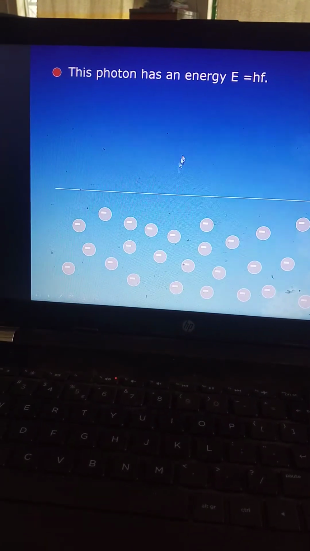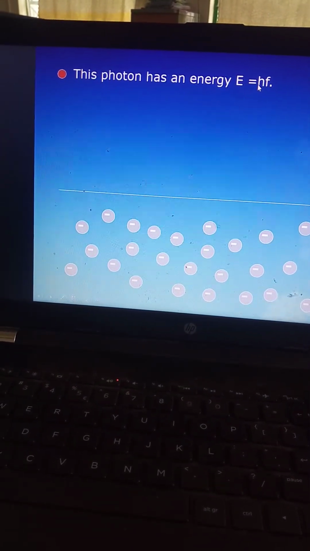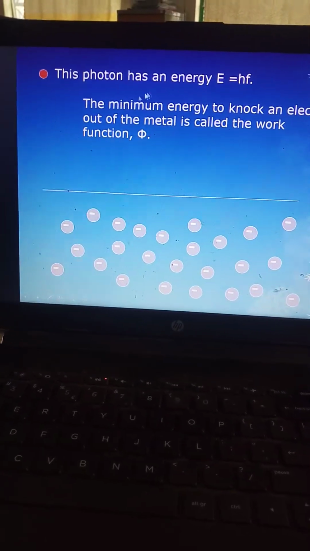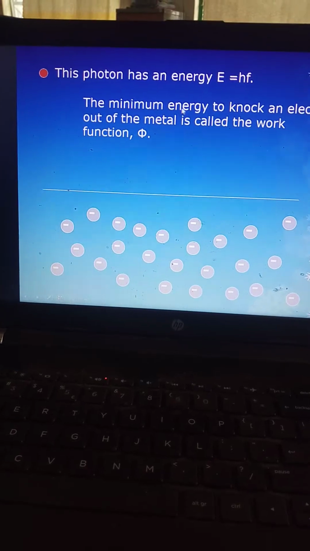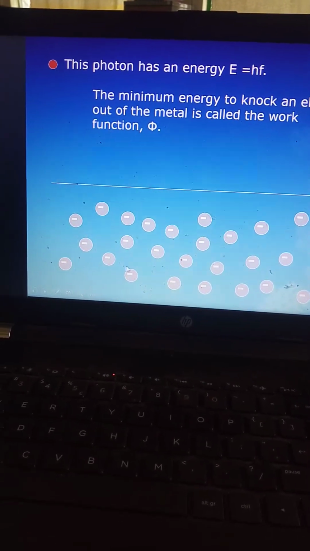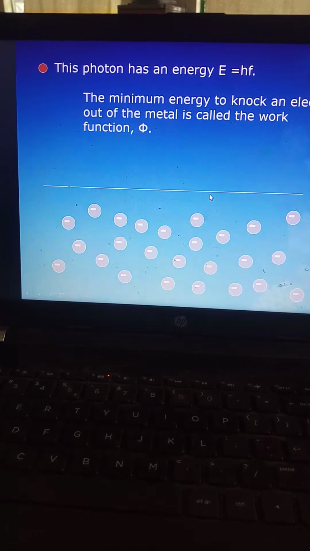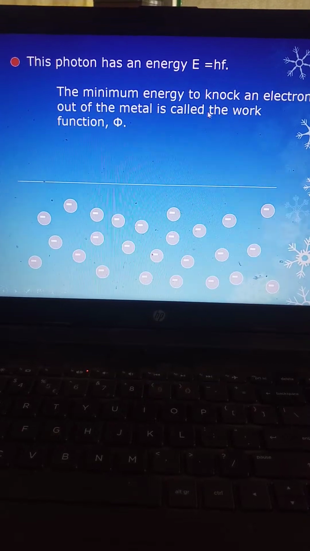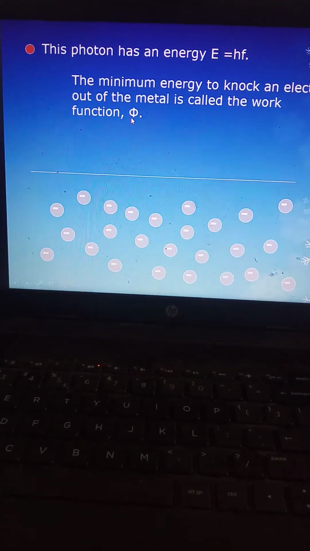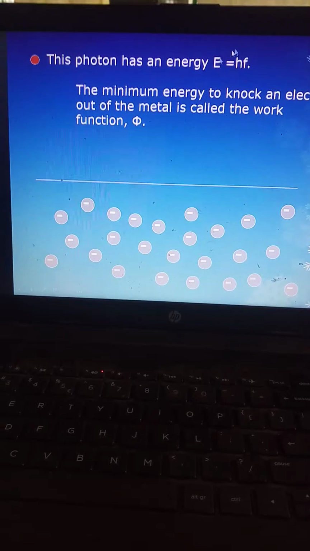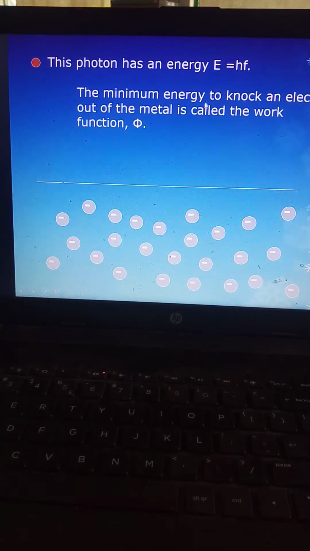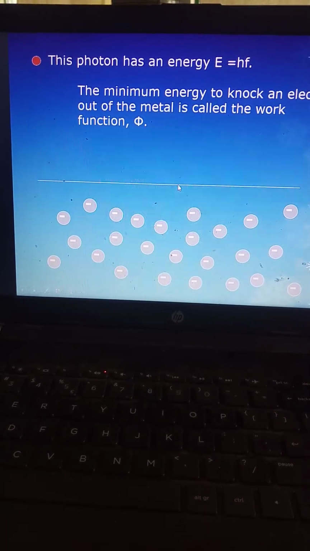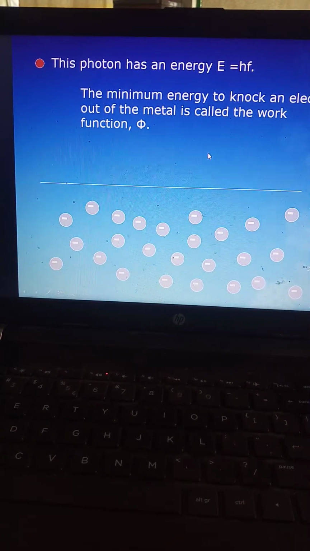The energy of a photon is given by Planck's constant times the frequency of the radiation it comes in with. Now, the minimum energy required to knock an electron from where it is to the surface, the minimum energy to knock an electron out of the metal surface, is called the work function. That means if this energy is more than the work function, the excess energy will make the electron escape with kinetic energy.